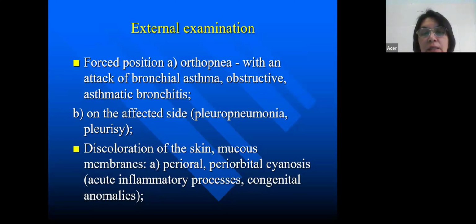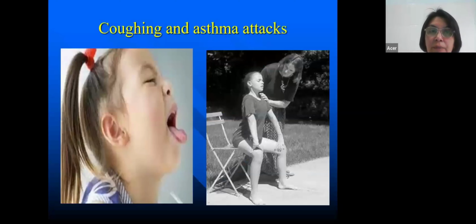Discoloration of the skin and mucous membranes, such as perioral and periorbital cyanosis, you can observe in patients with acute inflammatory processes like pneumonia, bronchiolitis, and in patients with congenital anomalies.